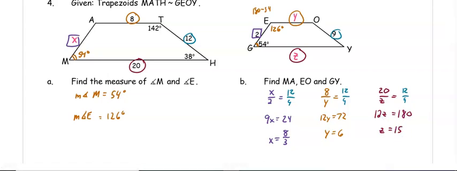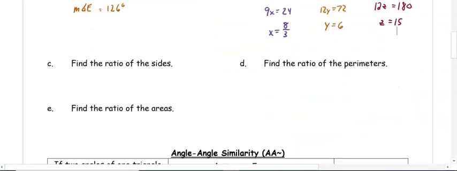We also want to find the ratio of the sides, the perimeter, and the area. So the ratio of sides, we know that two sides that correspond are 12/9. That reduces to 4/3. Remember that the ratio of our perimeters is the same as the ratio of the sides, so that's also 4/3. And then to get the ratio of the areas, we are going to square 4/3. So 4 squared is 16, 3 squared is 9, so our ratio of areas is 16/9.